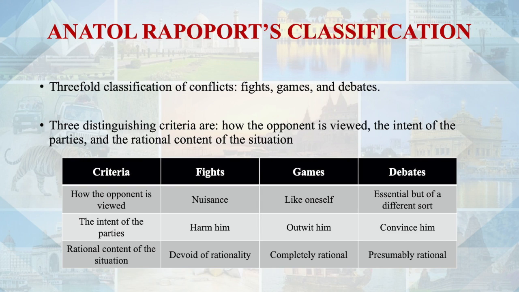So how do we see the opponent? This classification says that in a fight, the opponent is seen as a nuisance. In a game, because you are in the game, your opponent is just like a mirror image of yourself, like oneself. And under debate, the opponent is seen as essential, but of a different kind of entity.